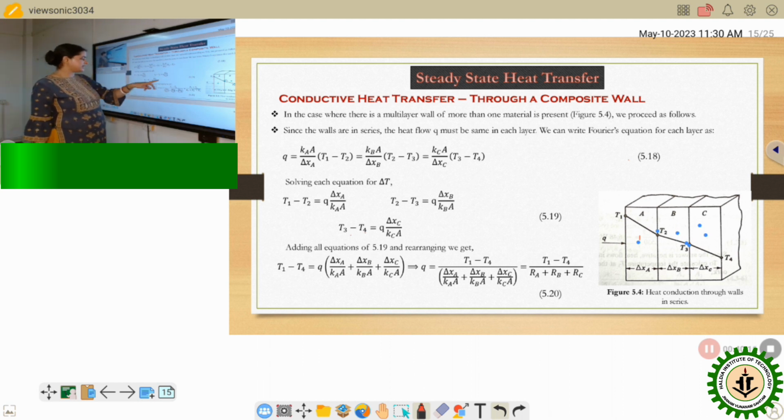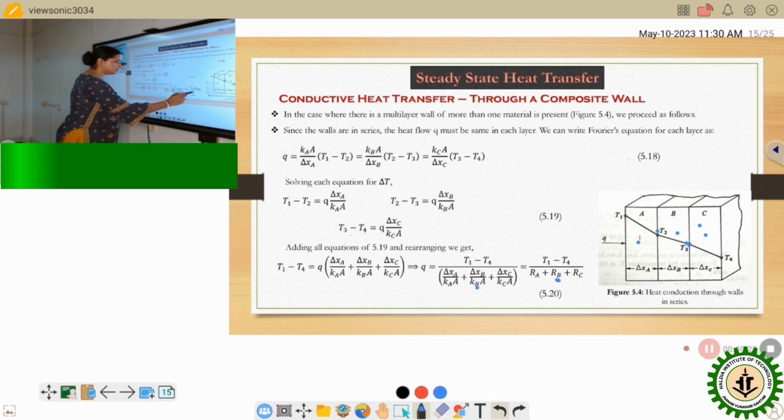Now just rearranging it, I'll get Q equals T1 minus T4 divided by the whole thing, where this is the resistance of wall A, this is the resistance of wall B, and this is the resistance of wall C.